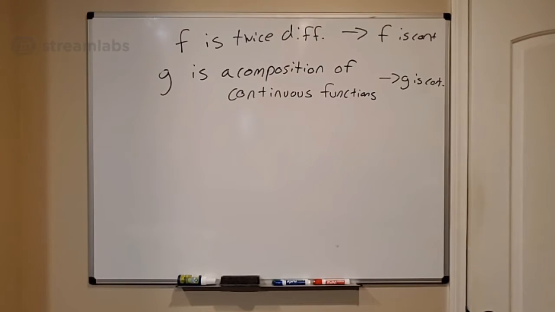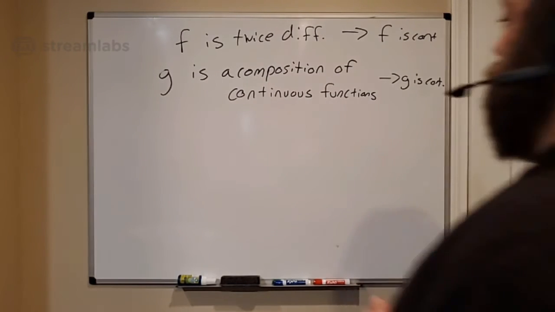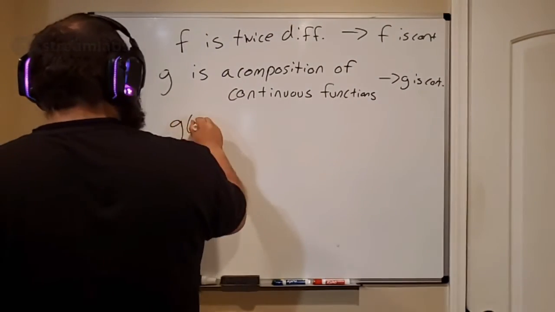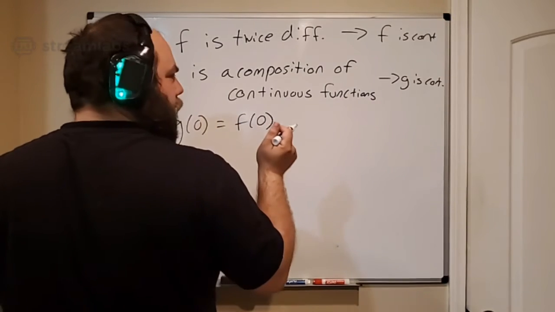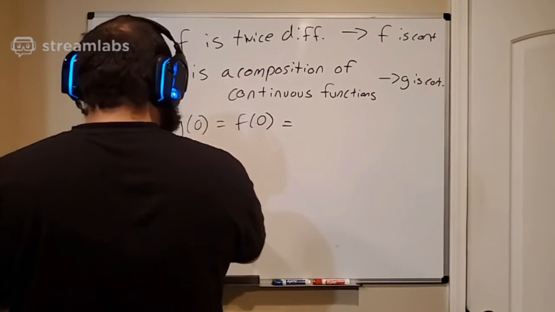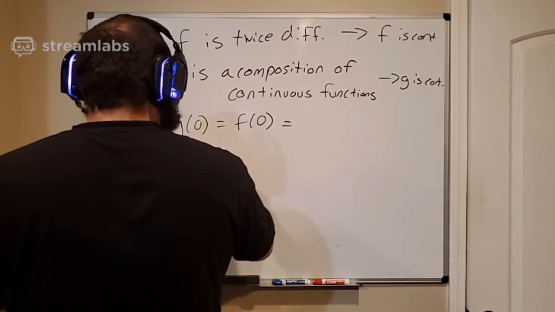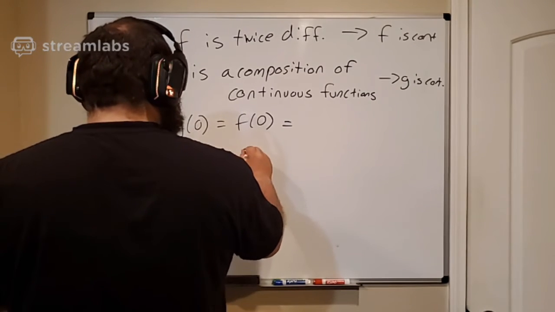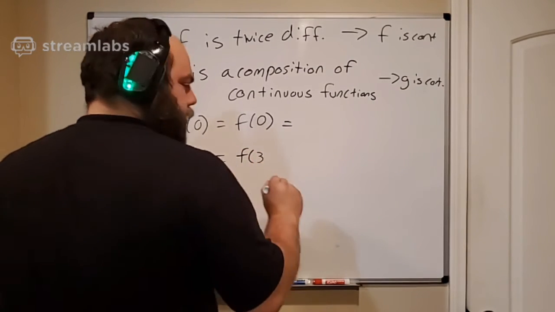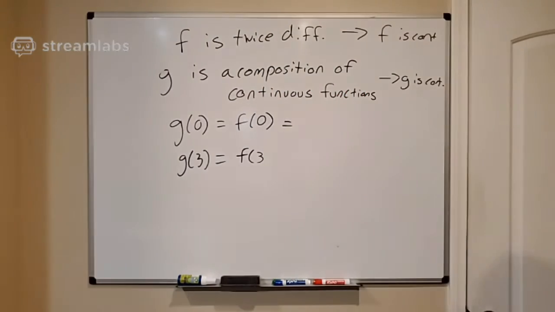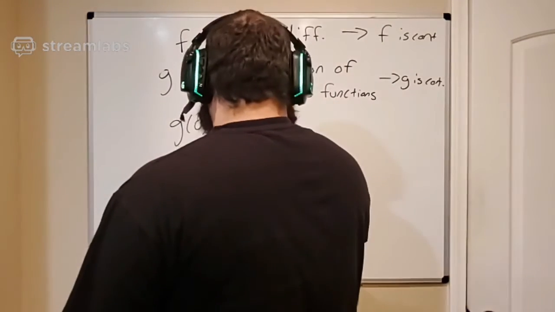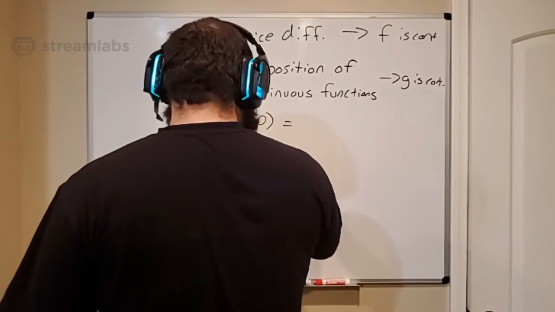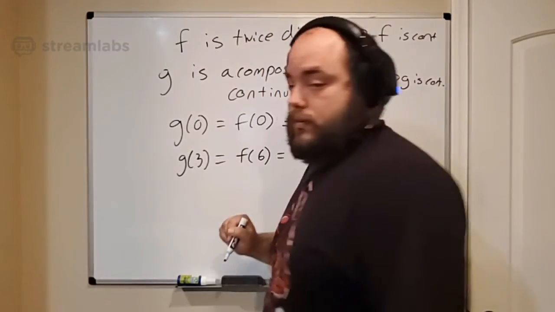So G of 0 is equal to f of 0 in this case, if I remember correctly, which is equal to whatever. And then G of 3, which is equal to f of 3? Is it x squared minus 2x, right? Oh no, it's x squared minus x, so f of 6. And whatever those two equal, which are 4 and 7.